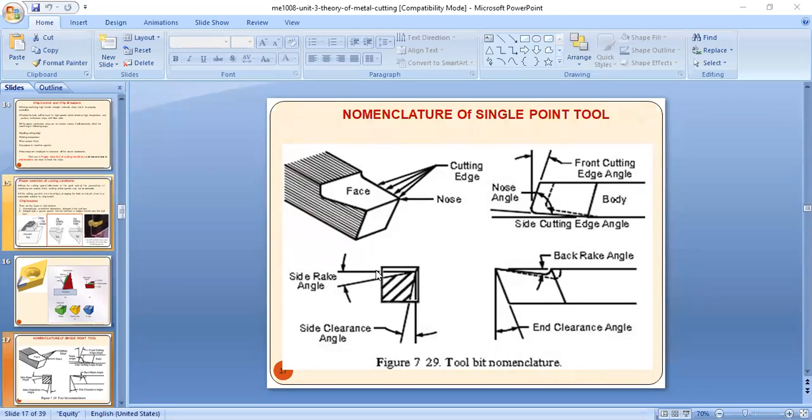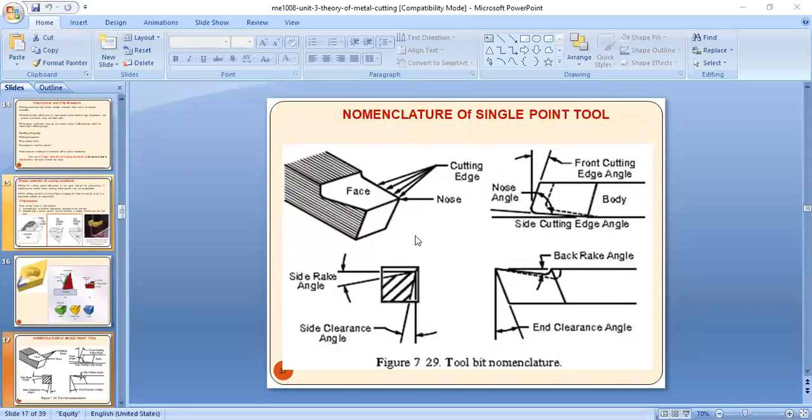So it is very important that rake angle is classified as back rake and side rake. And you have to show them in two different diagrams. You cannot show them in one diagram, because this is the particular view of this one, and this is a view of this particular tool edge, the side rake and the side clearance angle. So back rake angle and end clearance angle can be shown in one view, and the side rake angle and side clearance angle can be shown in one view.